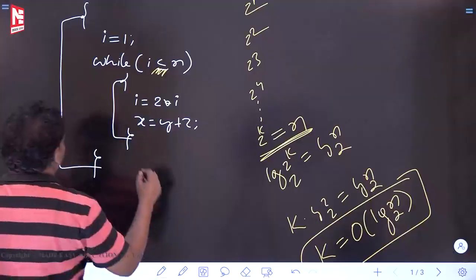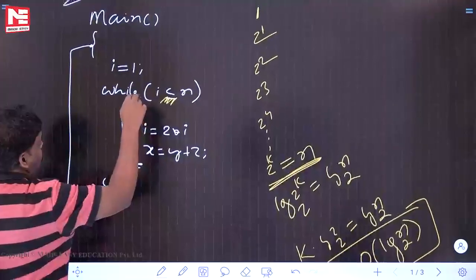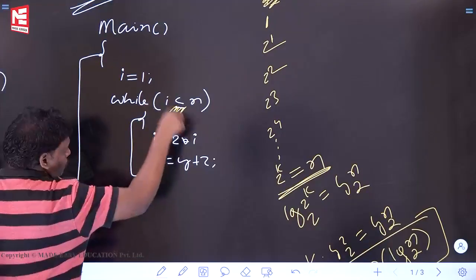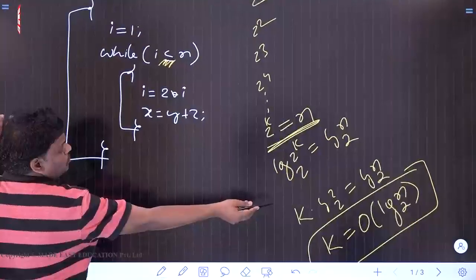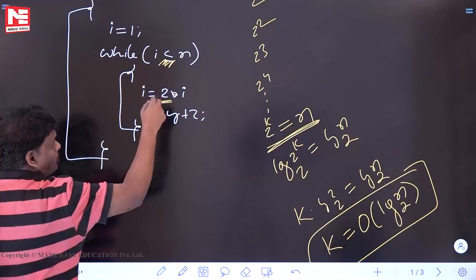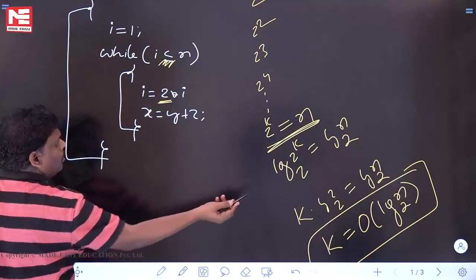Some people are asking, always multiply, so always in the loop, right? Incrementing, right? Into 2. What is the answer? Log n base 2. Why did that base 2 come? This one. If you always double, meaning into 2, log n base 2 will come.